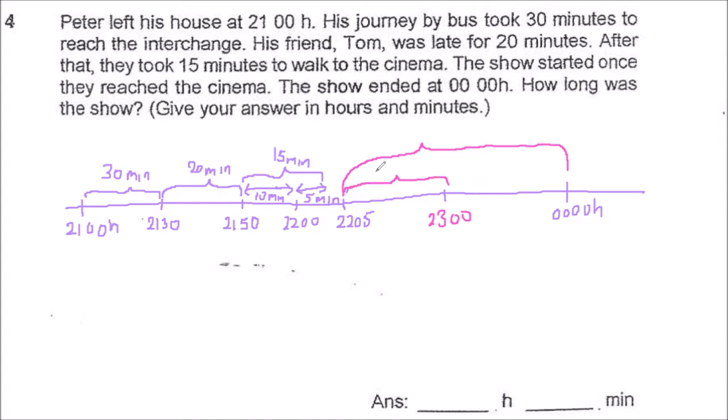If from here to here, it will be 55 minutes, right? And from 2300 to 0000 hours, isn't it just 1 hour? So the total time will be 1 hour and 55 minutes. Okay, so if you use the timeline, everything should be very clear.